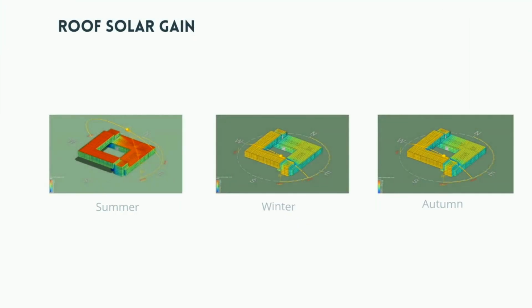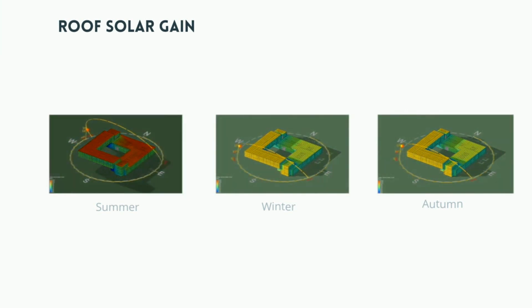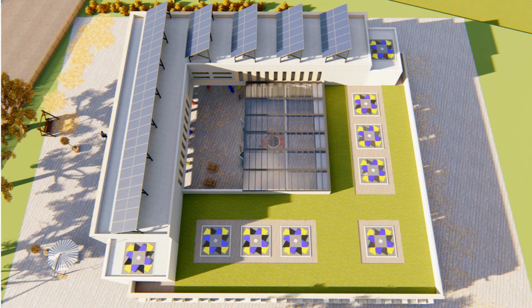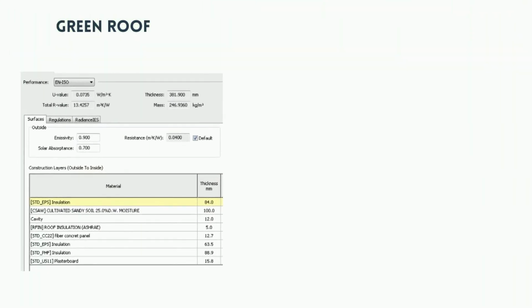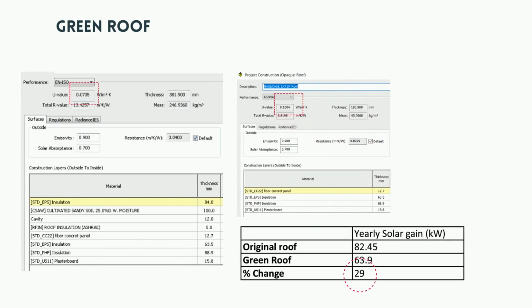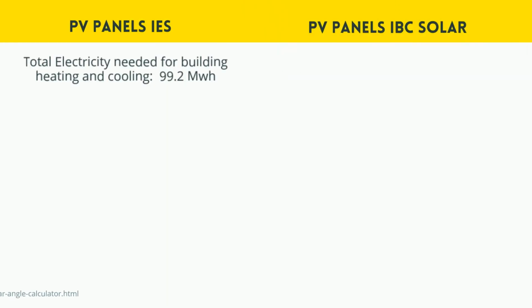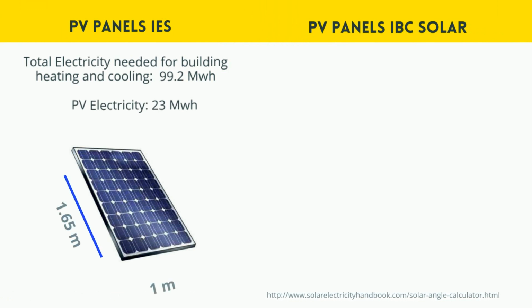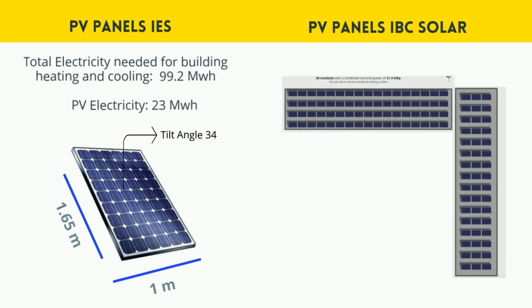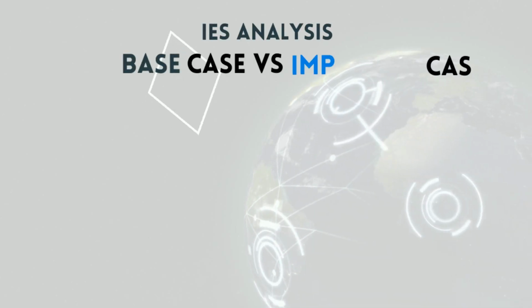We ran solar shading analysis of the base case and realized how much solar gain was on the roof. To reduce that solar gain, we added PV panels on the top mast and green roof on the bottom mast. IES takes the green roof as an insulation layer and does not account for evaporative cooling. The application of the green roof reduced yearly solar gain by 29%. A generated PV array layout by IBC Solar on the same roof area tells us that we can produce up to 36.5 kilowatt peak, more than we expected by our IES analysis.